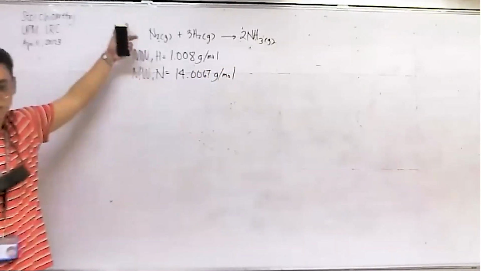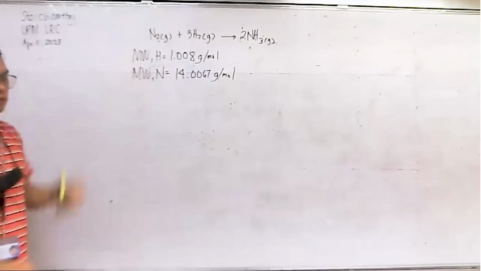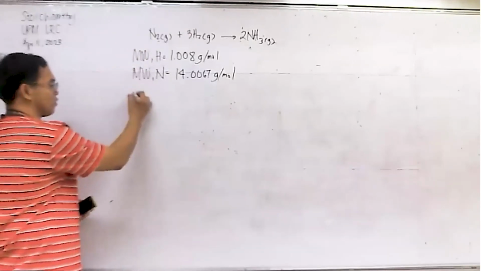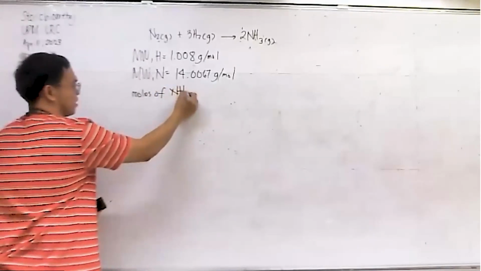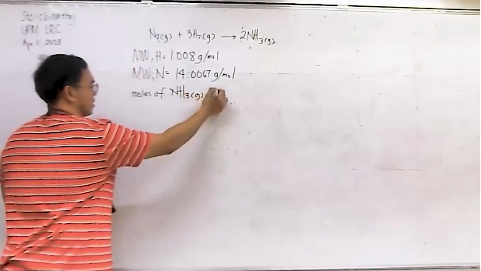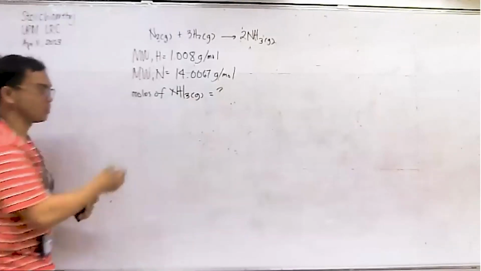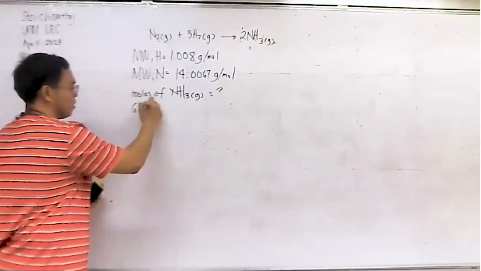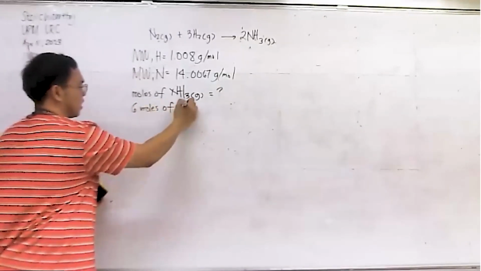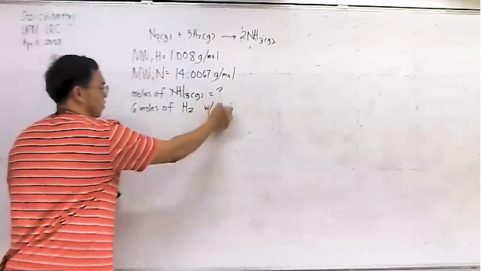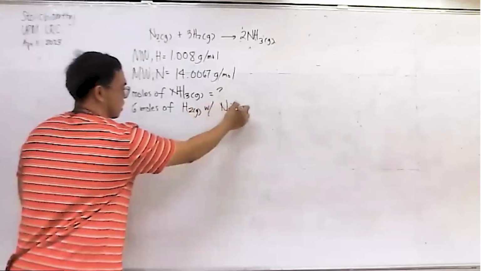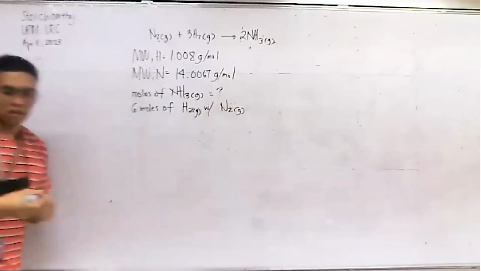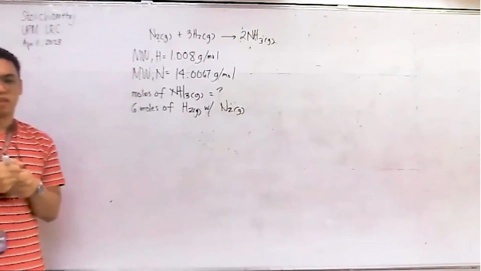So, the equation is balanced. You have your knowns. What is the unknown? So, we are looking for the moles of your ammonia gas when we react 6 moles of hydrogen gas with your nitrogen gas, right? So, I think madali lang naman ito.